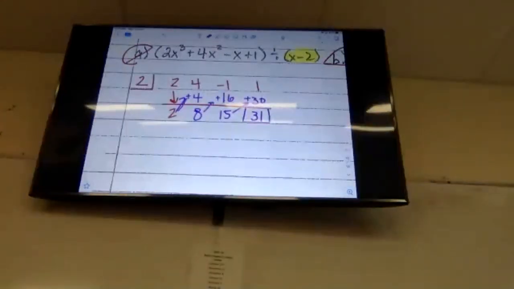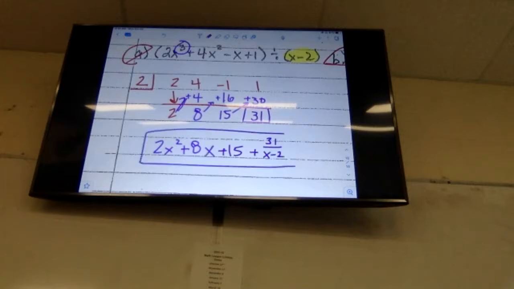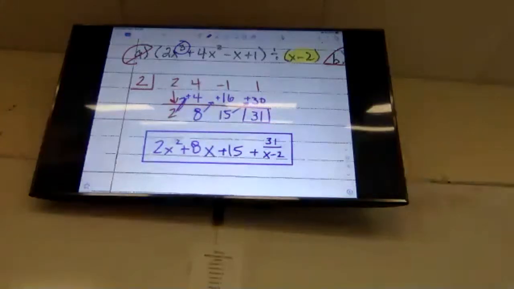Everything else, you take the exponents and you just drop down 1. So I started with an x to the third before, so now it's going to be 2x squared plus 8x plus 15. And then my remainder is 31, so we'll make that 31 over x minus 2. We want it to be 0, and later today we will get it to be 0, but it's not there yet. All right, you want to try the next one on your own?